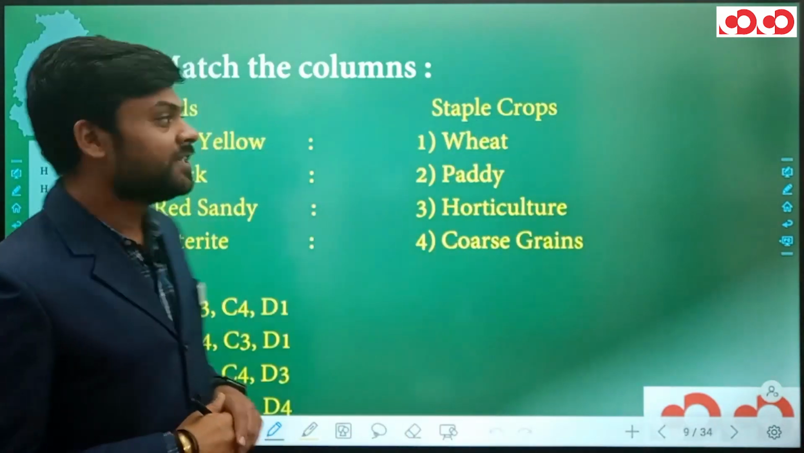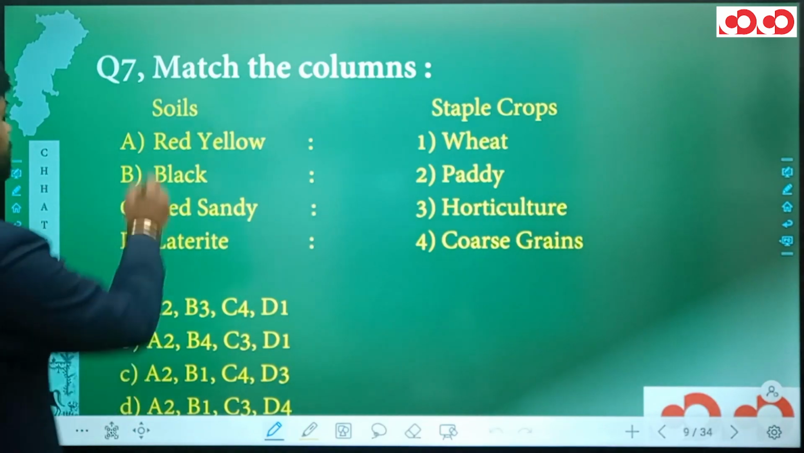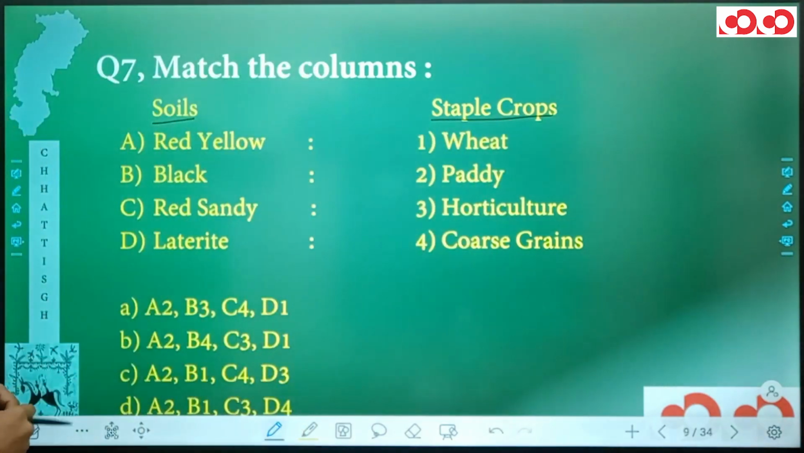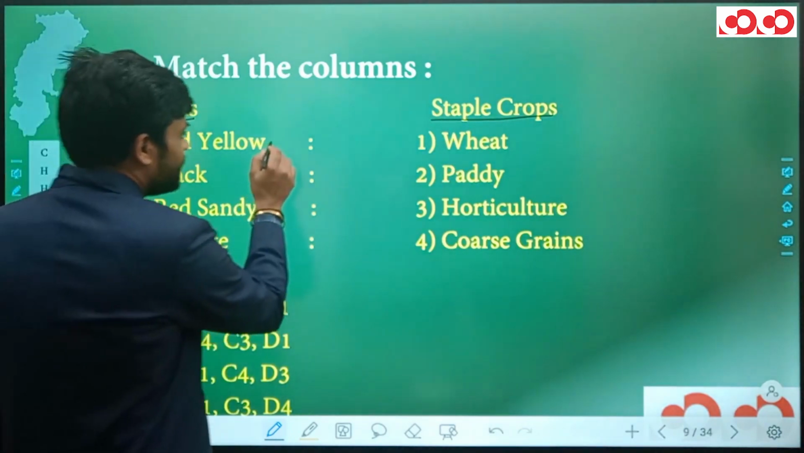Now next we have a seventh question. Once again, we have to match the columns. There are a lot of match the columns in this video, in which we have soils and we have staple crops in the two columns respectively. Regarding the red yellow soil, I have told you the staple crop is paddy.